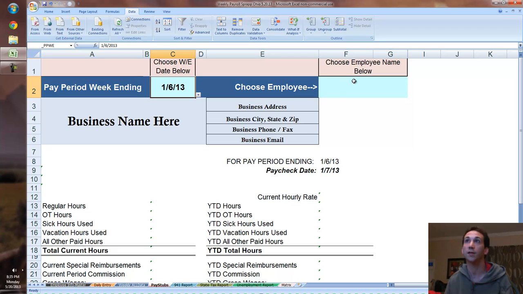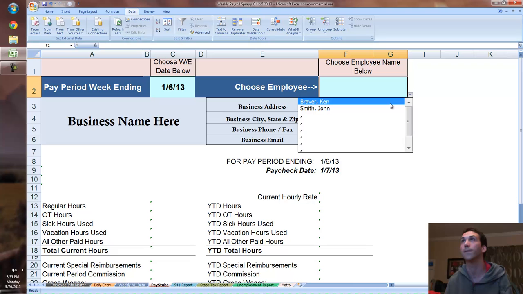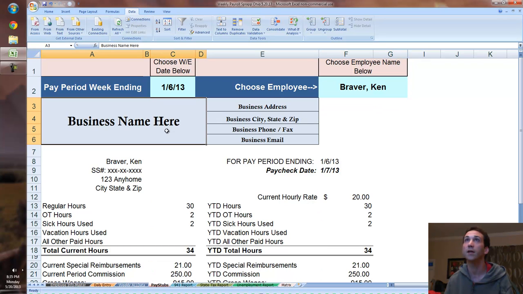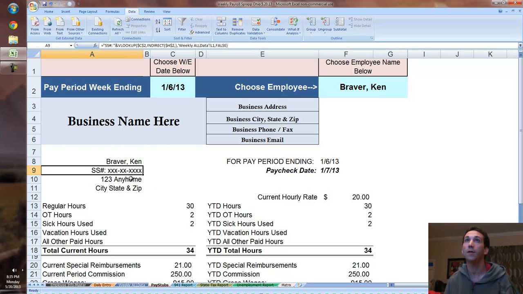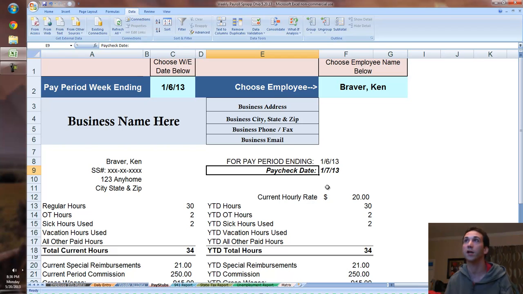And notice nothing's showing down here because we haven't chosen an employee yet. So we need to choose an employee over here. So the first period, you get to put your business name here and all your business information here. All of my information will show, just like this. What pay period is this, and the business check comes out the next day.